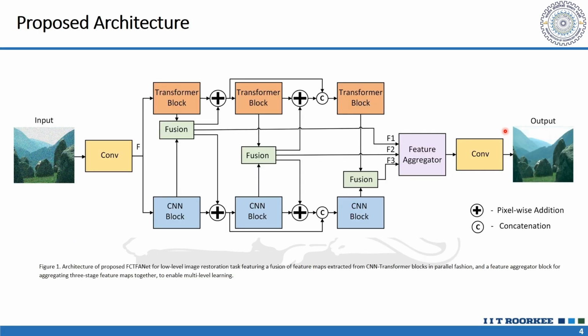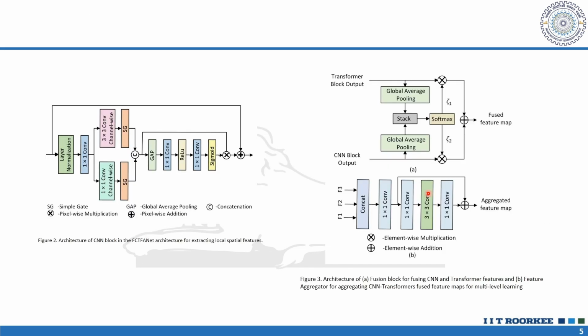So the different level fusion feature maps F1, F2, F3 will be added together with the help of the feature aggregator. For feature aggregation, we used this module, where the features are first concatenated together, and then a 1x1 convolution is used to lower the dimensionality of the channels. Then finally, those feature maps will be processed with a 1x1 convolution, 3x3 convolution, and 1x1 convolution as a residual network, and we will get the aggregated fused feature map.